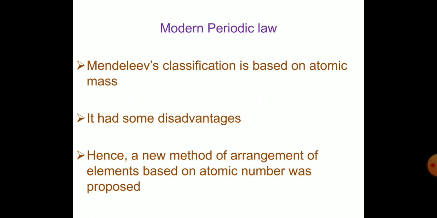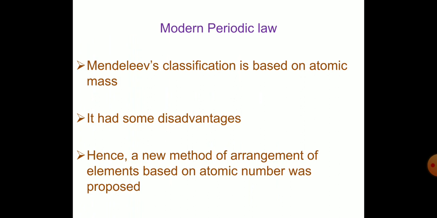That I told you now. Mendeleev's periodic table is based on what? It is based on atomic mass, but it has some disadvantages, or some discrepancies. So to avoid those disadvantages, what is essential? Surely another arrangement of elements is essential, and that was proposed by a scientist called Henry Moseley. That is given in point number 3.